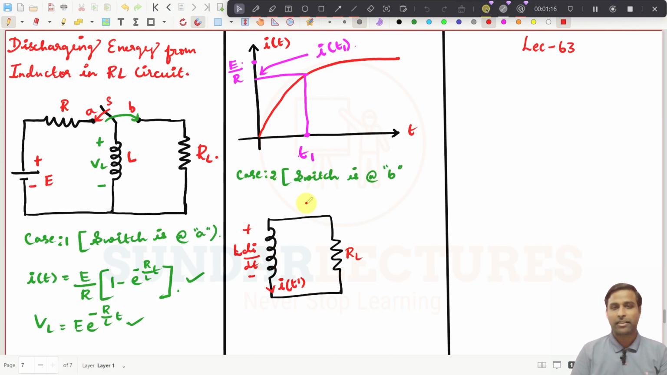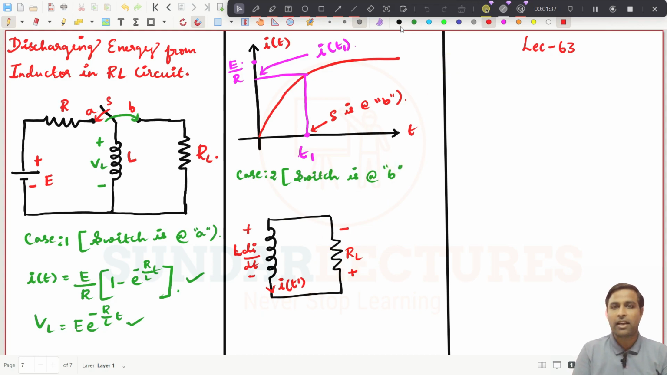Try to understand, at this position, at this time, I am just closing the switch at position B. I have just connected, right? I am taking it as i(t') now. So how will this current flow now? This is plus and this will be minus, and it will flow like this, right?